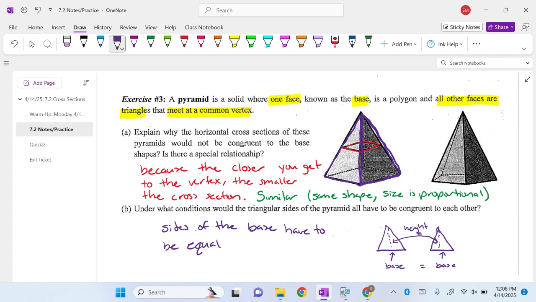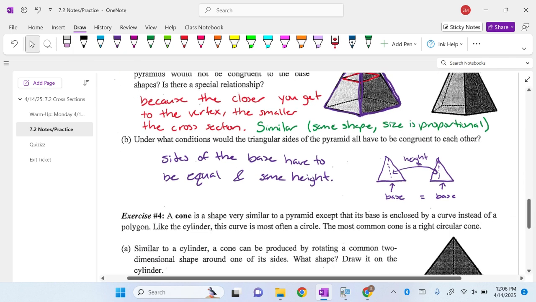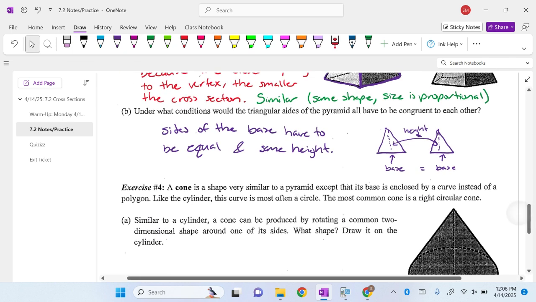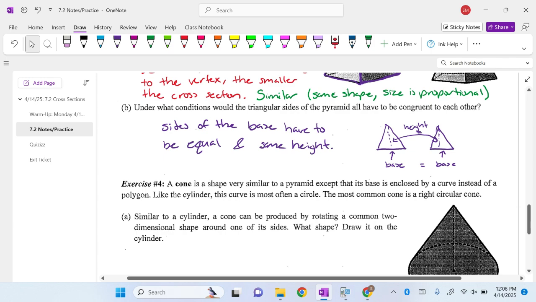And they all obviously have to have the same height.